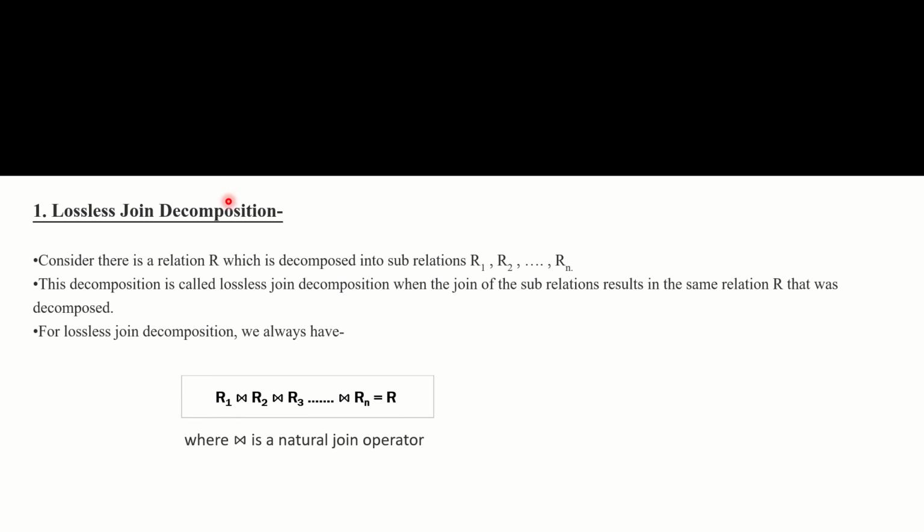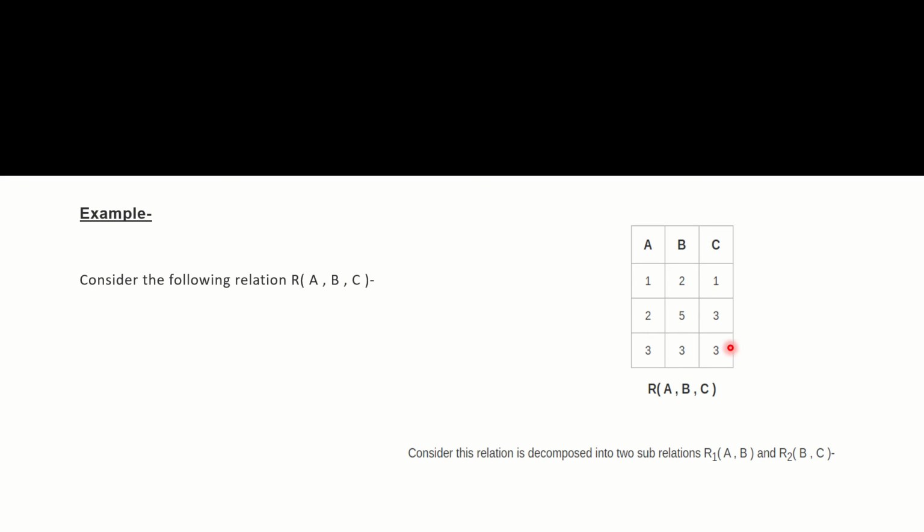So let R be a relation, and suppose we are decomposing this R into a number of subrelations R1 to Rn. We can say that this decomposition was a lossless decomposition if we join all these subrelations and get the original relation R. So mathematically we can represent it like this: if we calculate the natural join of all these subrelations, we will get the original relation R. So here we can see one example.